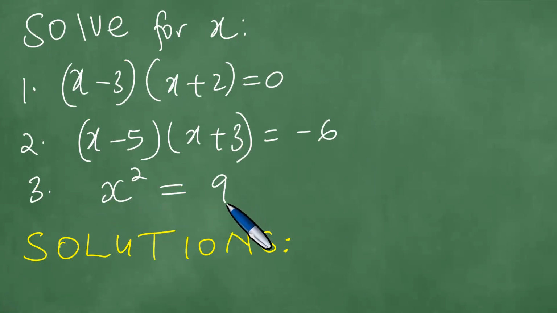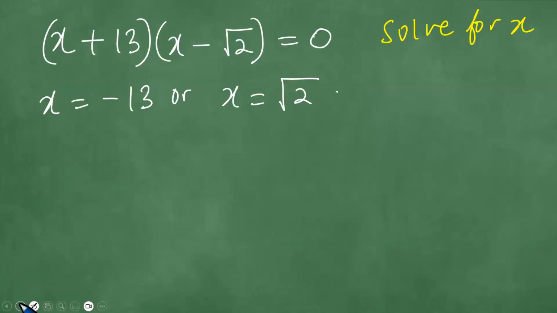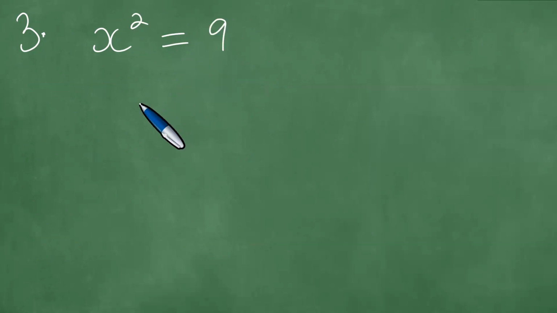Okay, let's look at x squared equals 9. What do you think the values of x are? I'm giving you a minute to try it. x squared equals 9. Number 3 is x squared equals 9. Are you able to see that x squared equals 9? Please try it. I'm giving you a minute.